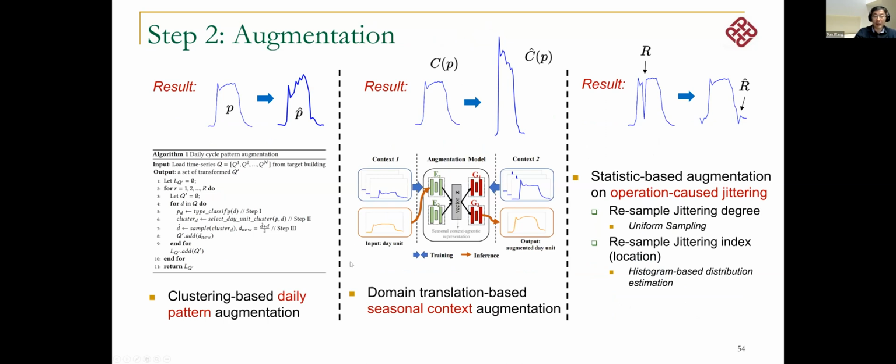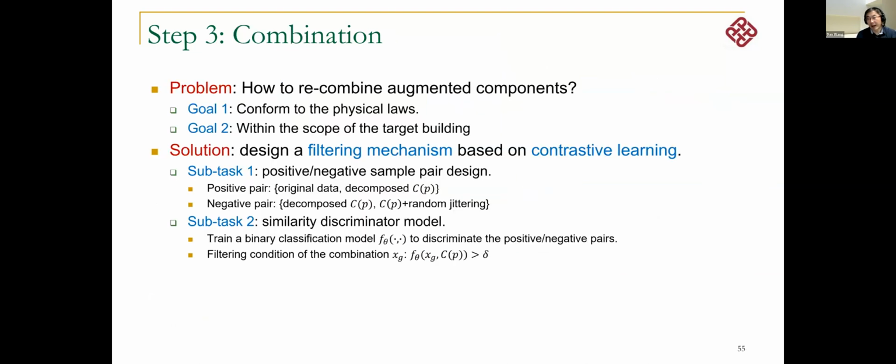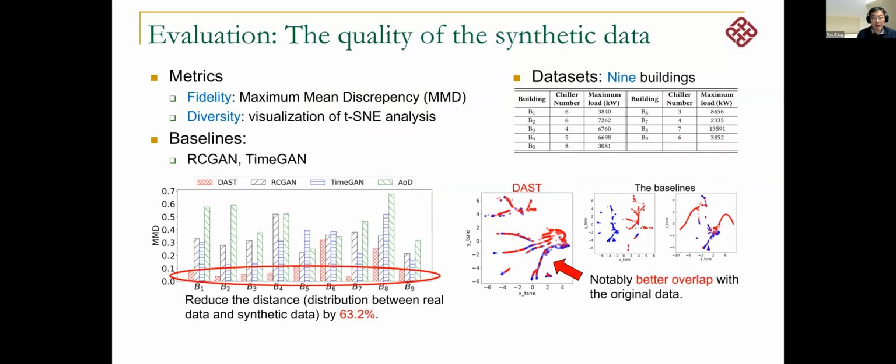And then we can do the augmentation. After we decompose these, we can do augmentation for each of them individually. And finally, we combine. After augmentation, we combine these into a new data series. In our evaluation, compared to state-of-the-art GAN-based schemes, our decomposition scheme is superior in both fidelity and diversity.